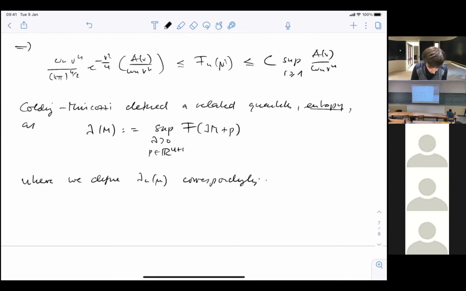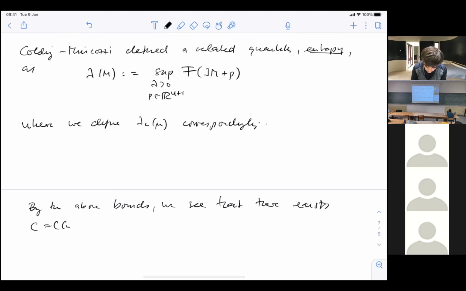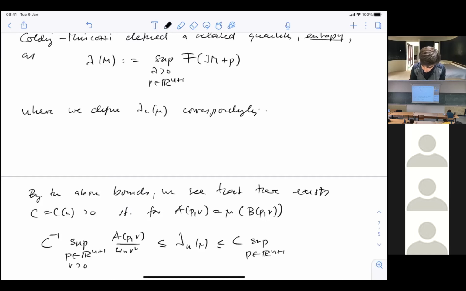Okay, so by the above bounds, we see that there exists a constant c just depending on the dimension, such that if we take A of p, r as mu of B, p, r, then we have that c inverse times the supremum over all p in R^(n+1) and r positive of A of p, r divided by omega n r to the n is less than lambda_n of mu, and that is controlled again also by the area ratios, the supremum over p in R^(n+1), r positive, of A of p, r over omega n r to the n.